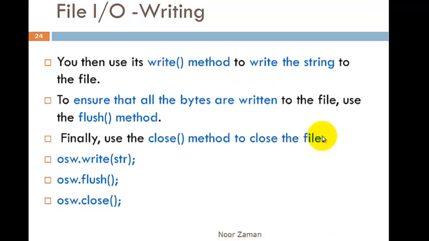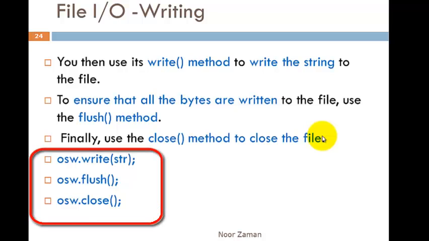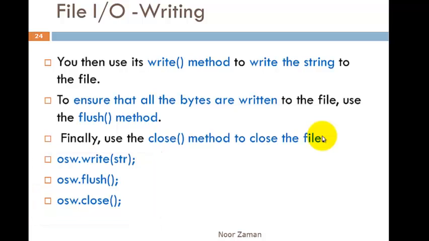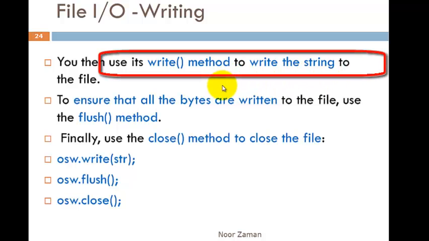Now finally we need a few methods to complete our operation successfully. You can use the write method, the flush method, and finally the close method, then you finish up with writing to the file. Again, this is the same mechanism we use in Java. Have a look at this slide: to ensure that all the bytes are written to the file, we normally use the flush method, and we use the close method at the end when it is done, while for writing we use the write method to write the string to the file.